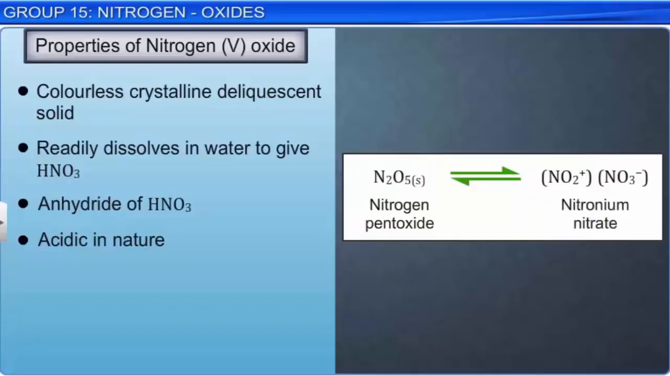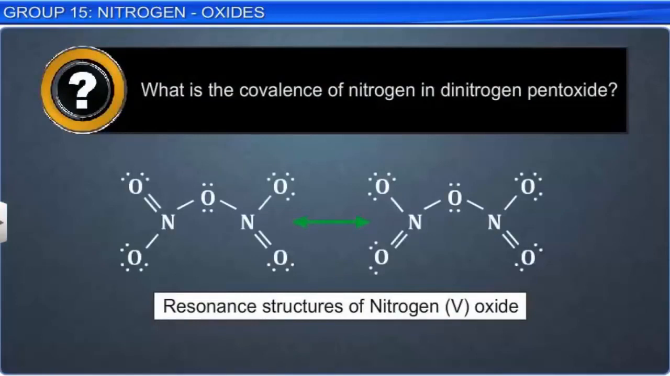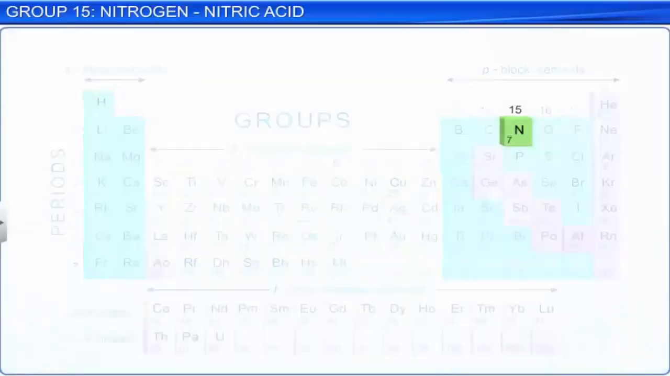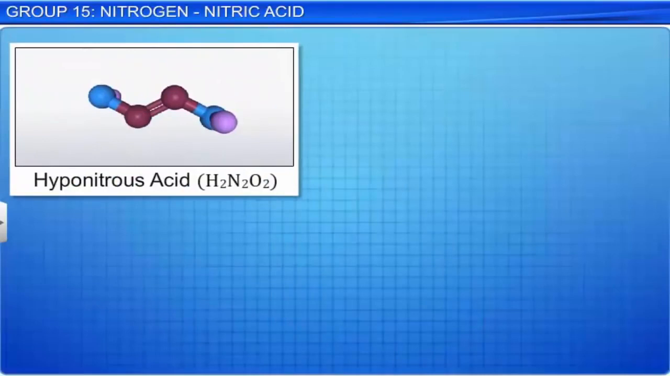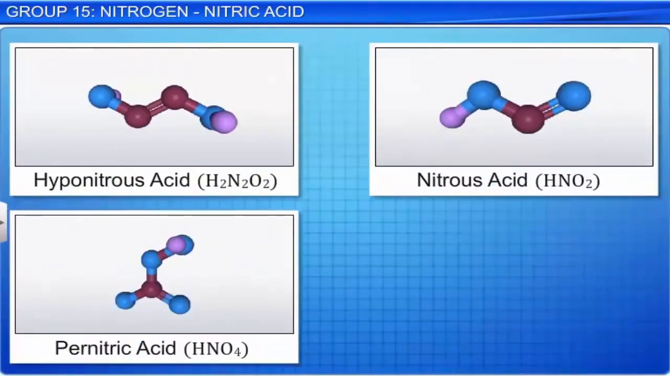From the structure, try to answer this question on your own before looking at the solution. What is the covalence of nitrogen in dinitrogen pentoxide? From the resonance structures of dinitrogen pentoxide, it is evident that each nitrogen atom is bonded to 3 oxygen atoms by 4 covalent bonds. Hence, the covalence of nitrogen in dinitrogen pentoxide is 4. Nitrogen forms a number of oxo acids, such as hyponitrous acid, nitrous acid, pernitric acid, and nitric acid.